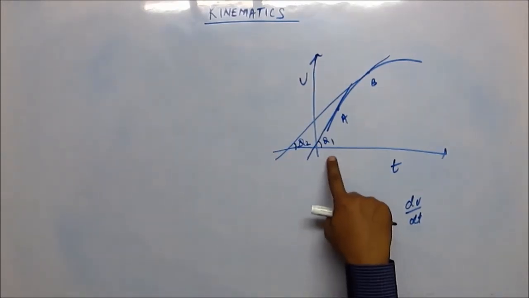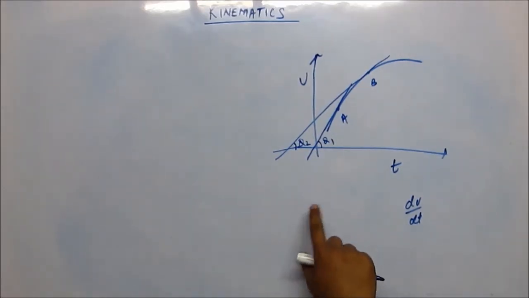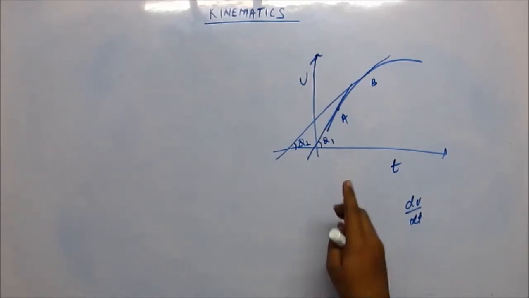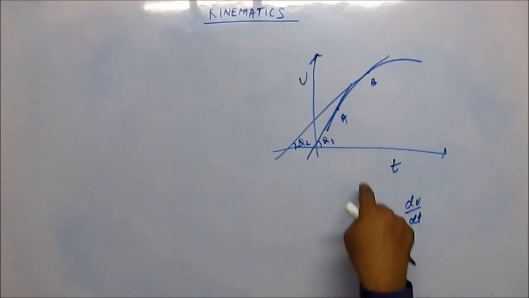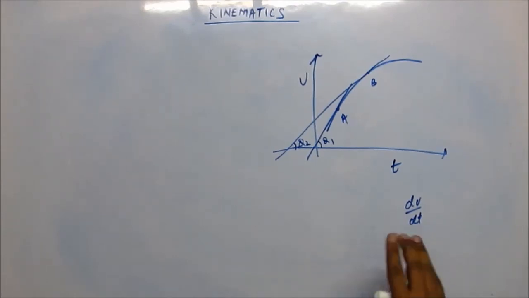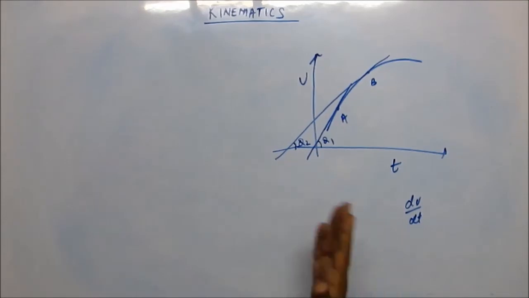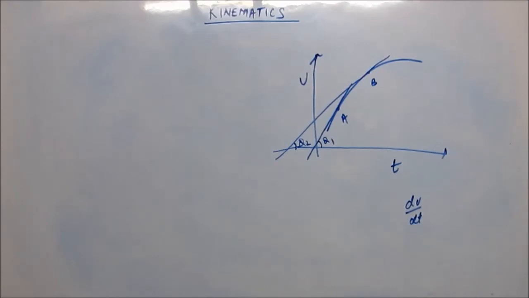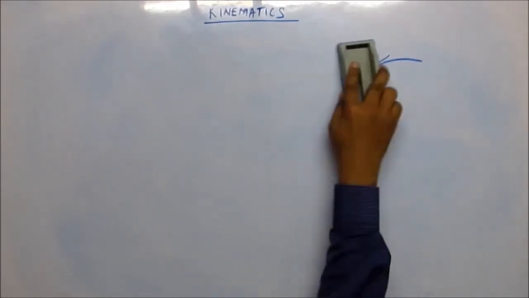So tan theta 1 would be greater than tan theta 2, because tan is an increasing function. Greater the angle, the tan of that will be greater. Tan theta 1 will be greater because theta 1 is greater. Slope, which is tan theta, will be greater at A, and slope actually is dy by dx, in this case dv by dt. So dv by dt is actually acceleration, slope is acceleration for the curve of v versus time. So slope at A is greater, that means acceleration at A is greater. That's how we see. We'll solve one more problem for practice and then we will summarize.